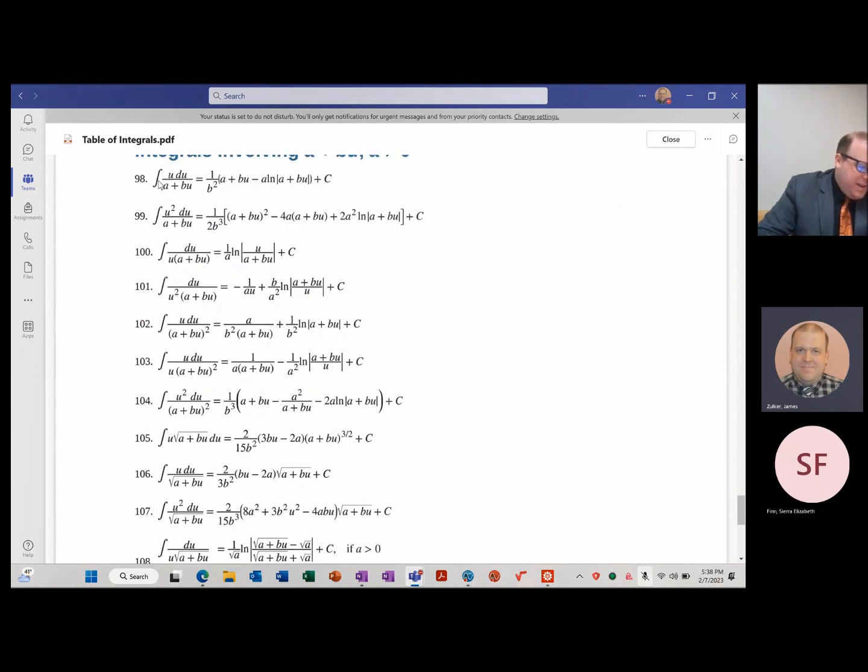We're going to have a square root in the denominator, so it can't be 98, 99, 100, 101, 102, 304. Okay, well, 105 is a square root, but not in the denominator. 106: u over the square root of a plus bu. That's a perfect match. The u would be x in this case, and b is 2.